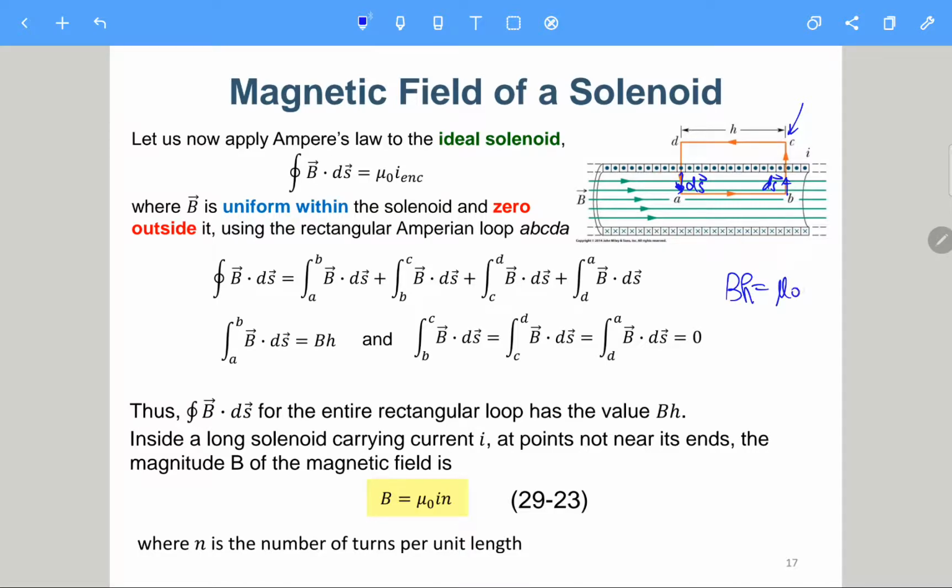It equals mu 0 times I enclosed. Now we need to consider the I enclosed. Here, this is a cross section of the solenoid. On the upper row, we have all the current going out of the page, and on the lower row, we see all the current going into the page. Inside this Ampere loop, we can see many currents going out of the page. And this loop is counterclockwise, so all these currents are positive.